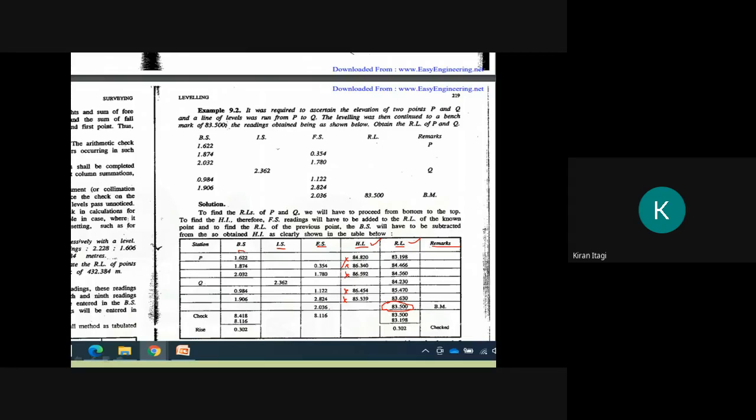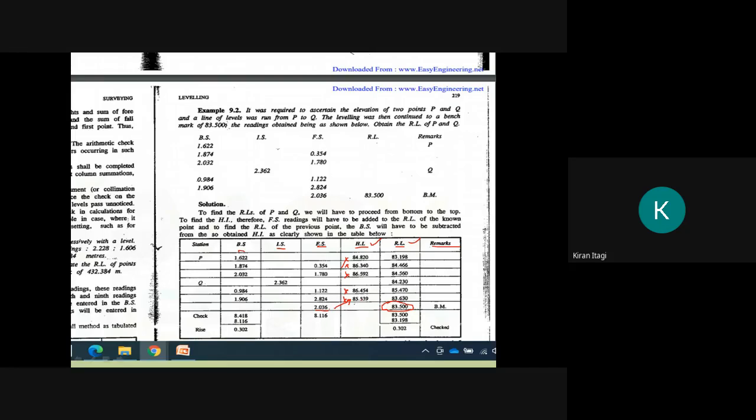Then how will we determine it? Here we want to determine the height of the instrument. After getting the height of the instrument, we will get the RL here. So what we are doing is 83.50 plus 2.036. What we will get is the height of the instrument.